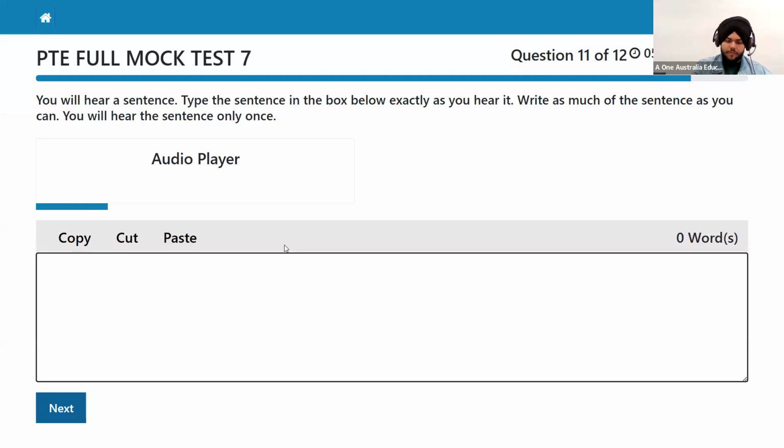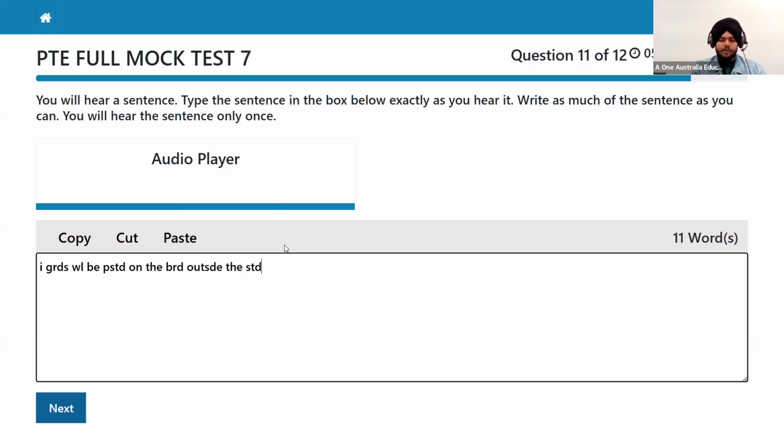Interim grades will be posted on the board outside the student lounge. Will be posted on the board outside the student lounge. Grades will be posted on the board outside the student lounge. Grades will be posted on the board outside the student lounge. Grades will be posted on the board, outside. outside the student lounge, the student lounge.